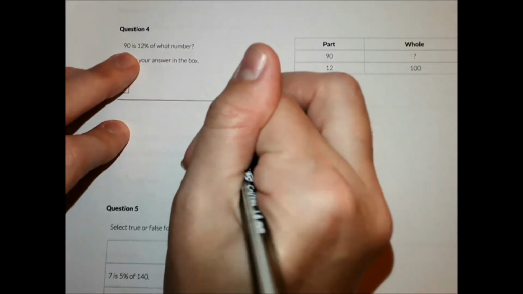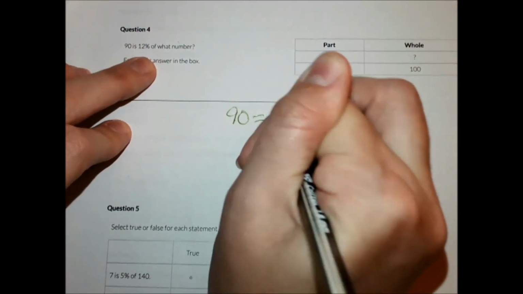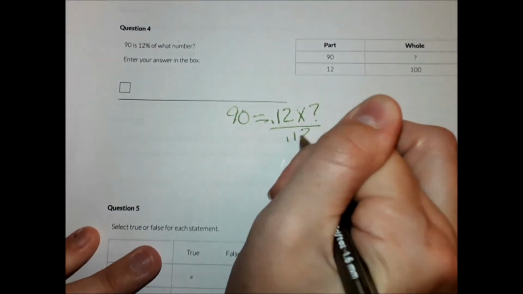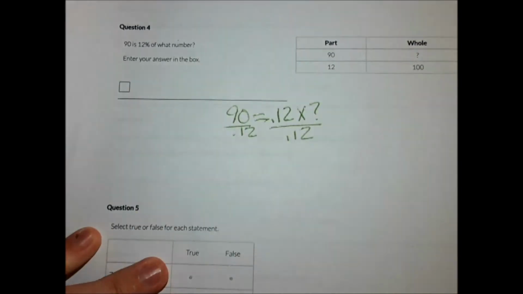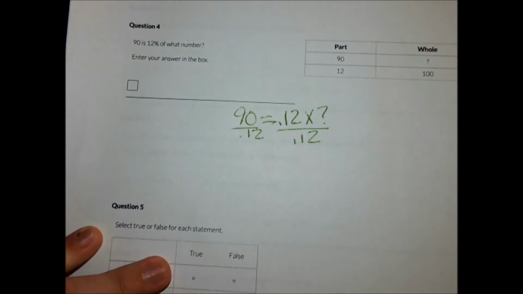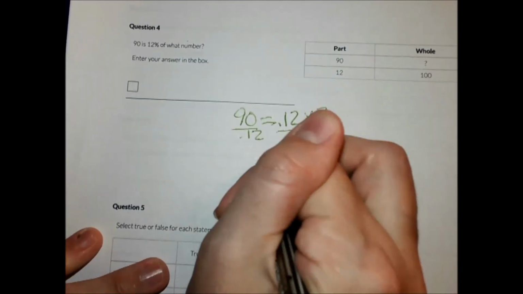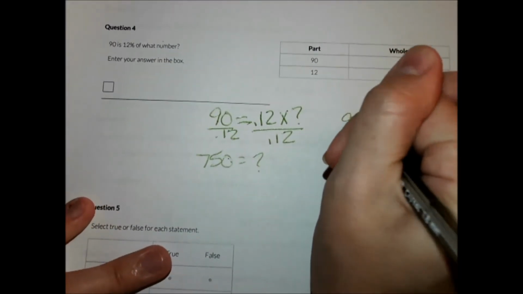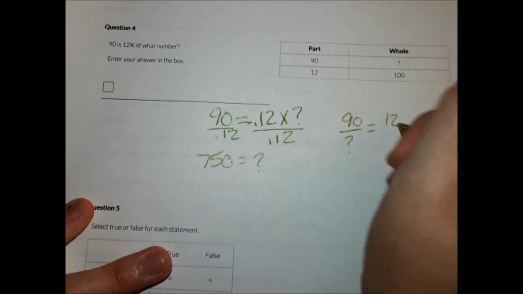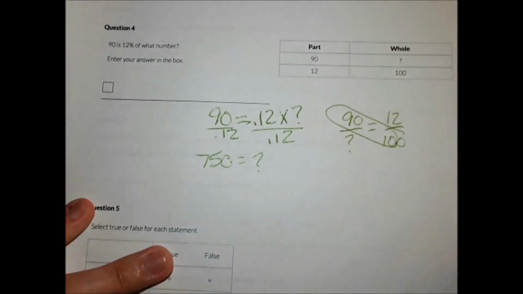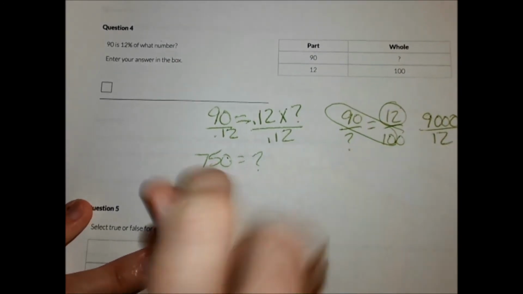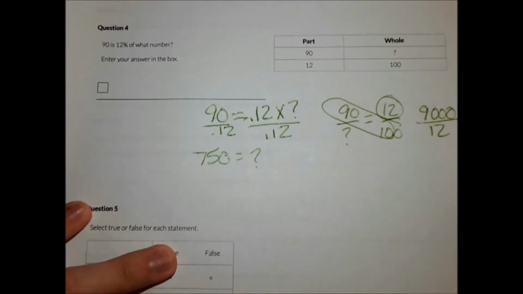So now we're going to do another. 90 is 12% of what number? So you can either divide by 12% and get 750, or you could set up your proportion. 90 over what is equal to 12 over 100. Do your cross multiply and divide by the one that's left. And you would still get 750. Okay, let's look at number 5.